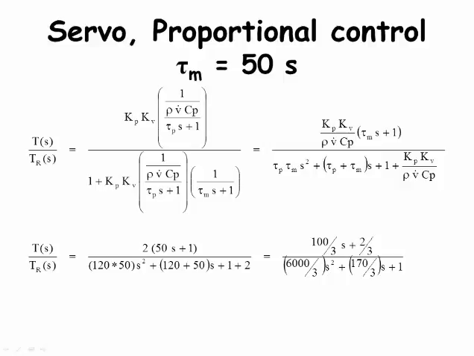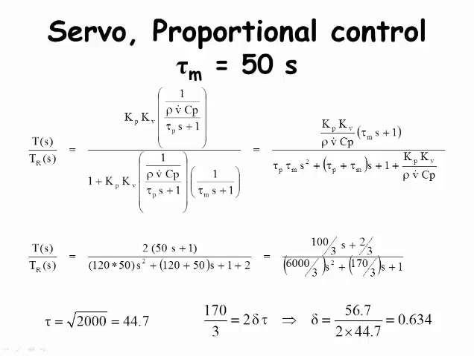After putting in all the numbers from before, the transfer function becomes 100 times s plus 2 over 6,000 times s squared plus 170 times s plus 3. We divide by 3 to make the last term in the denominator a 1, and we can find that delta for this situation is equal to 0.634.